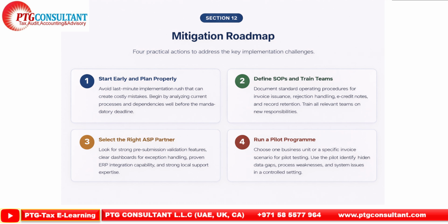Action 2. Define standard operating procedures and train your team. Document procedures for invoice issuance, rejection handling, electronic credit notes, and record retention. Train all relevant teams on their new responsibilities. Action 3. Select the right ASP partner. Look for strong pre-submission validation features, clear dashboards for exception handling, proven ERP integration capability, and strong local support expertise.